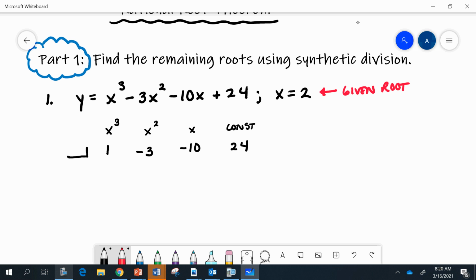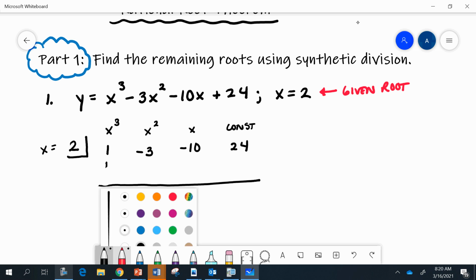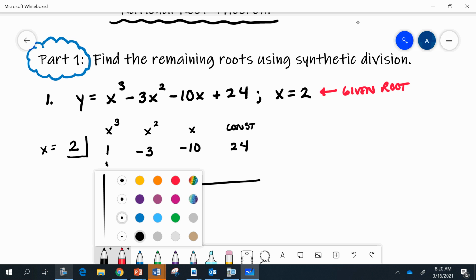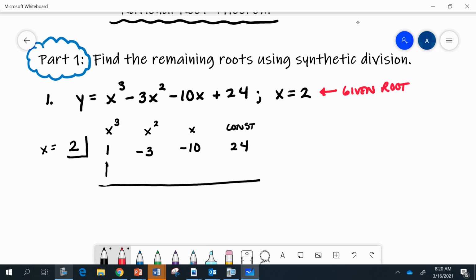Now in this box right here, we always put what x equals. So let's put x equals 2 since that's our given root. Leave a little bit of a space right here, and we're going to then bring down the leading coefficient. Now I'm going to pause real quick, because what I want you to see is that all of this in black is just the setup. I have not done any math yet. This is just how you set up synthetic division.